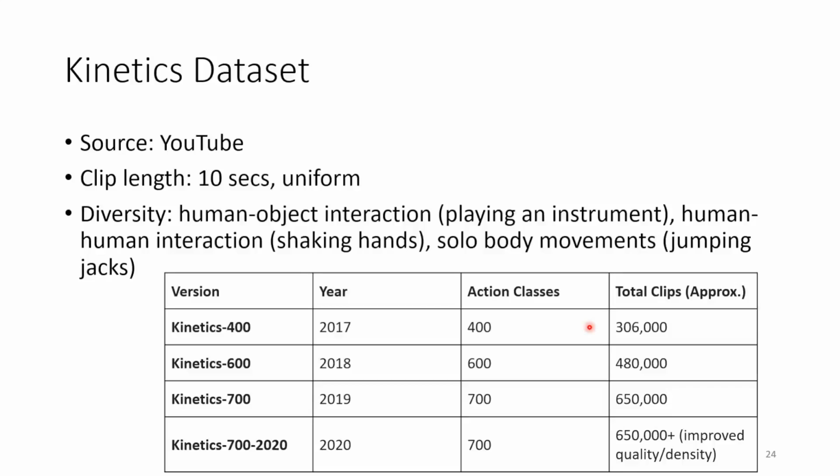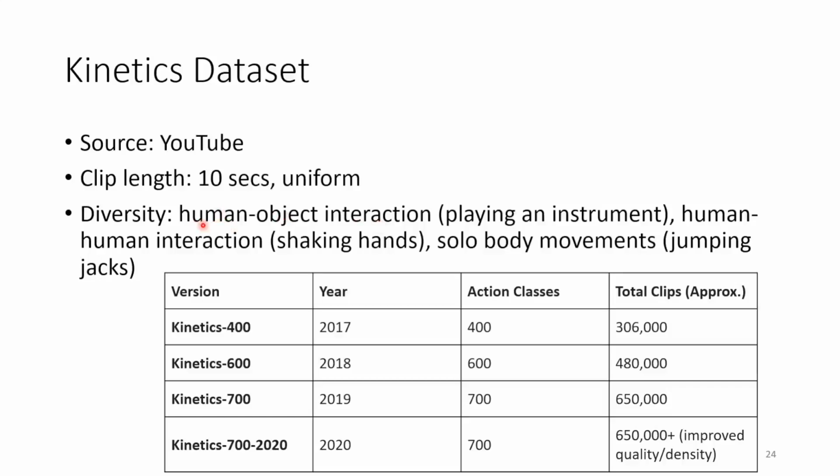Compared with THUMOS 14 and ActivityNet 1.3, the Kinetics dataset, although it is also a collection of YouTube videos, has a major difference. The format is quite unique. All of the clips are around 10 seconds, and so the diversity is also better.